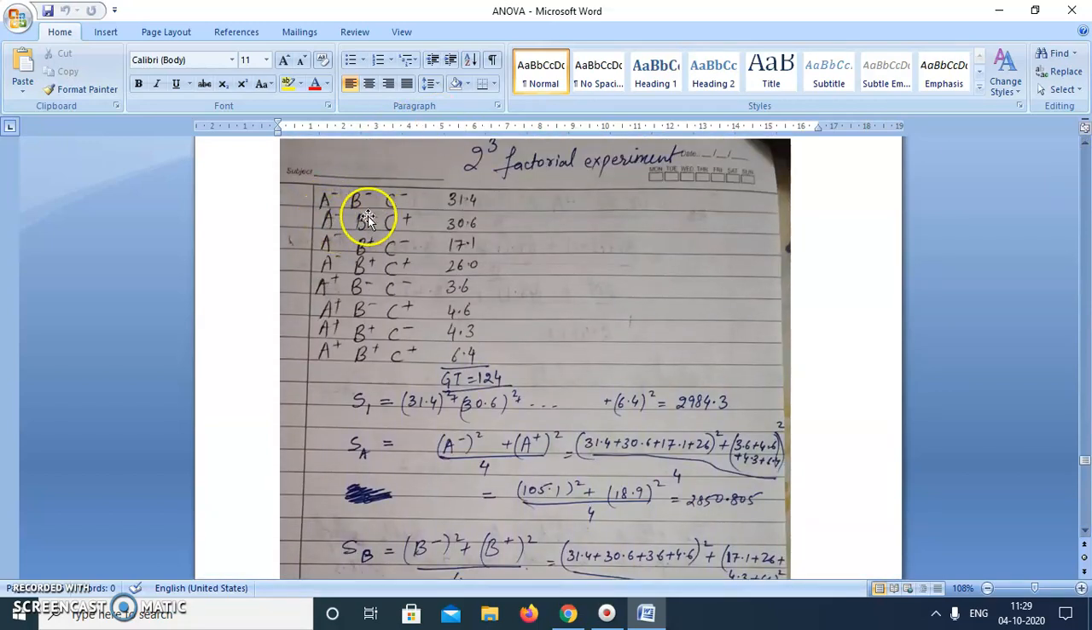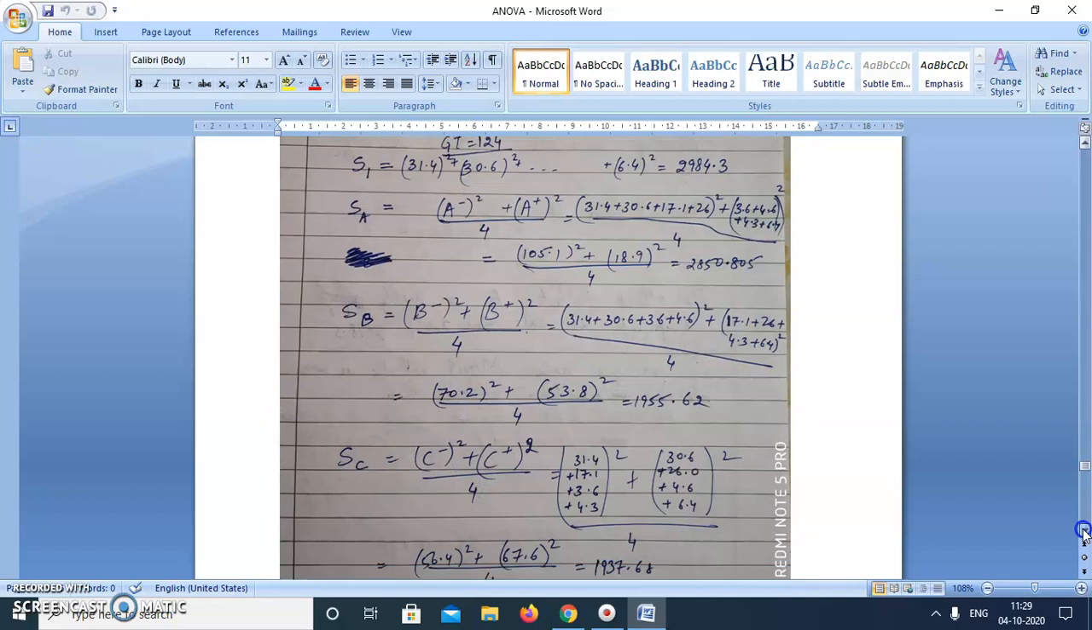These 2 readings are for A minus B minus, these 2 readings for A minus B plus, these 2 readings are for A plus B minus, and these 2 readings are for A plus B plus. Similarly we'll have to do it for BC and AC also, but I have shown you only for AB.